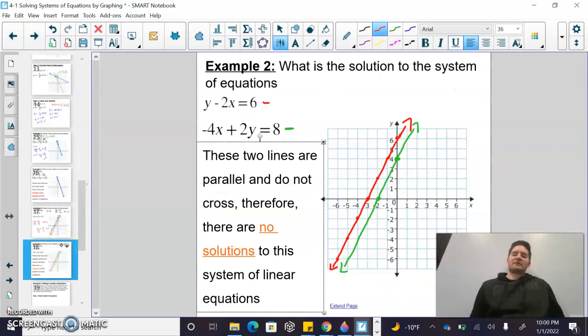Again, two different colors. Don't worry about the colors. Worry about what's going on here. So we notice right away that these two lines are parallel. And the one thing we know about parallel lines is that they don't cross. They never intersect each other. And if two lines don't intersect each other, can we have a solution of the system of equations? We do not. So parallel lines, they don't cross, therefore there are no solutions to this system of equations.